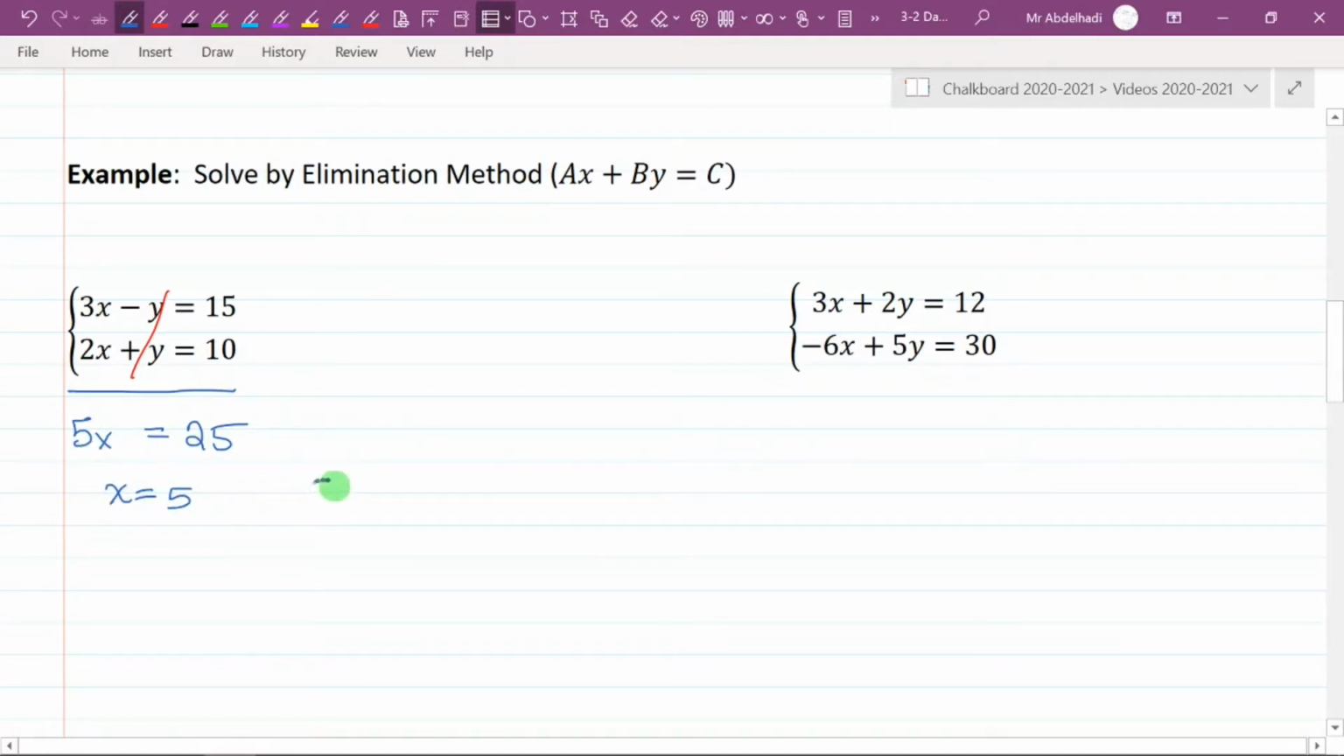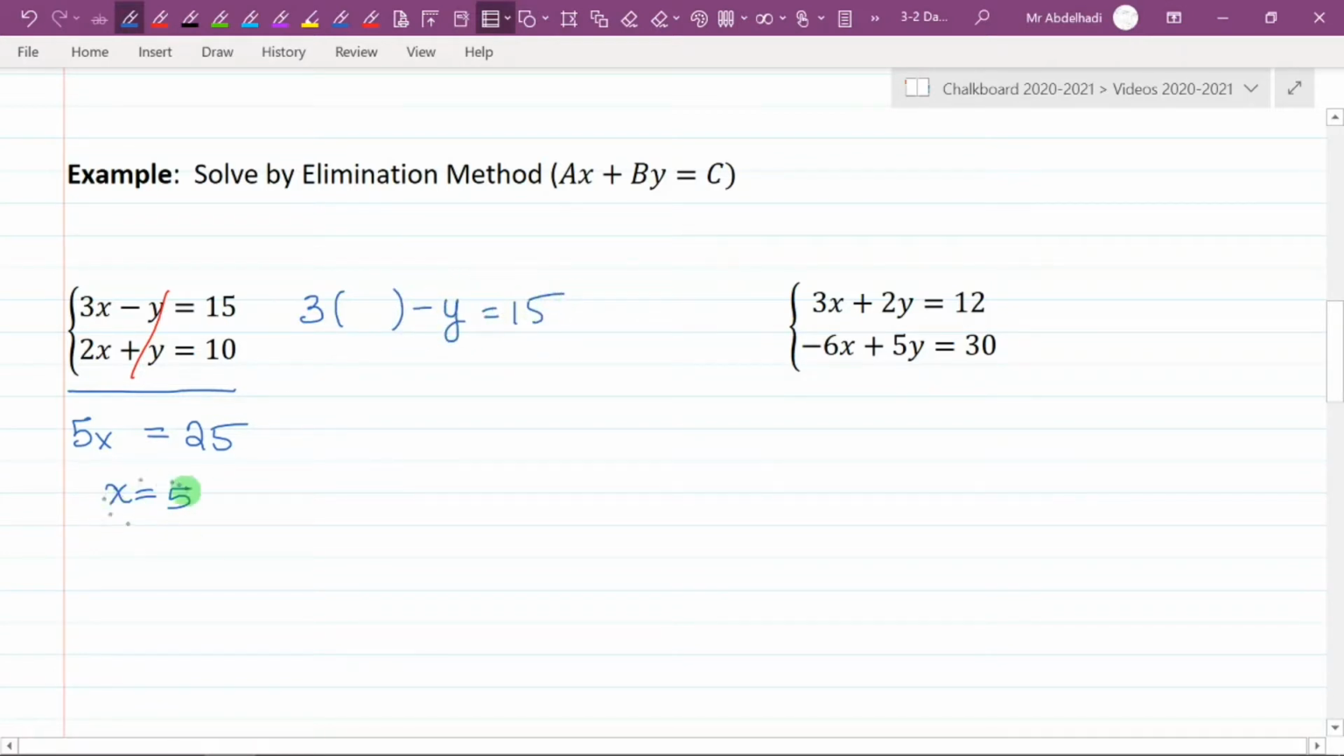Now you still need to find y. Unfortunately, unlike with substitution where you always had a formula waiting for you, with elimination, you just get to pick which one of these equations you want to plug the 5 back into. So let's say I use the top one here. 3x minus y equals 15. So 3, I'll put a blank where the x is supposed to go, minus y equals 15.